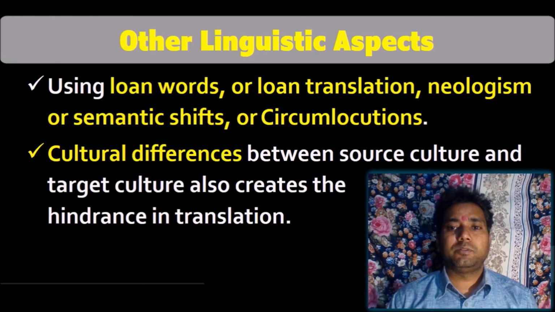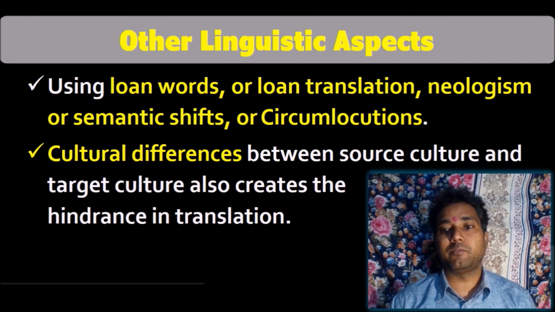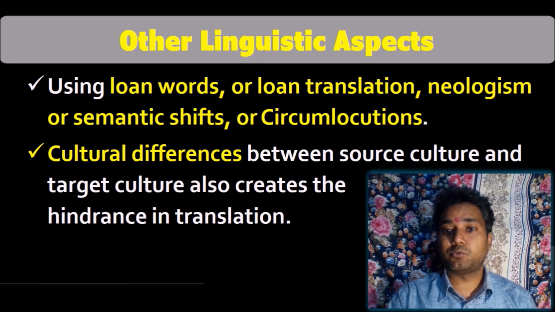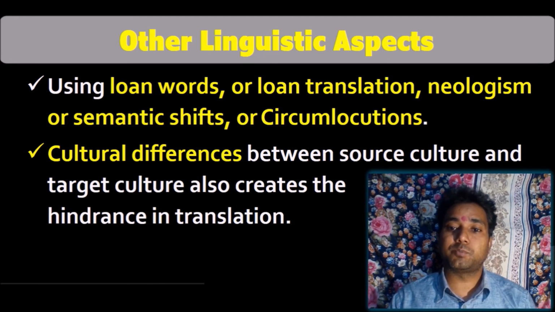In spite of some linguistic deficiencies, translation can be made using loan words, neologism, or semantic shifts or circumlocutions. You can find some way out to deliver the meaning. When equivalent words are not found in the language, there are some other ways around that might help get the meaning delivered. Jakobson also draws our attention to the hindrance in translation, which is caused by the cultural differences between source culture and target culture.